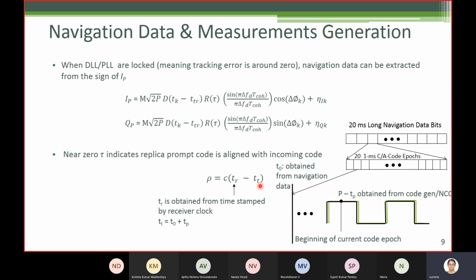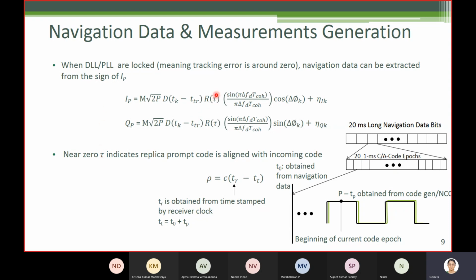So this gives us the time of transmission. And all this is possible only when prompt is aligned with the incoming code. Prompt is aligned with the incoming code means tau is near 0. Code phase tracking loop is locked. Code phase tracking loop will not be locked if PLL or FLL is not locked. So either PLL or FLL has to work properly for the tau to be 0.